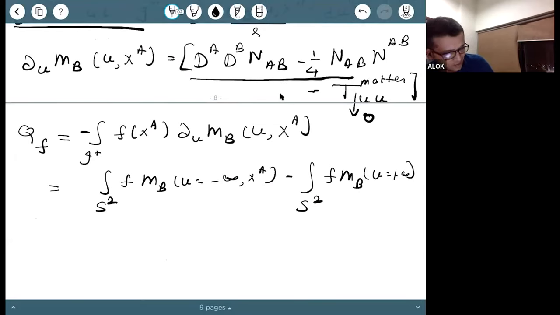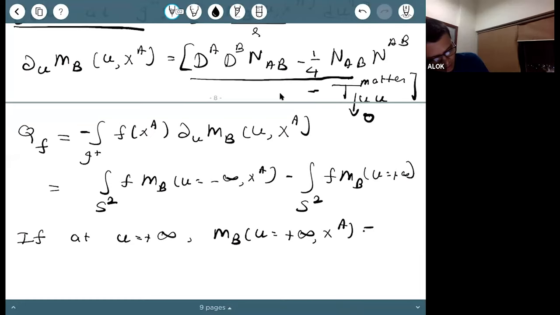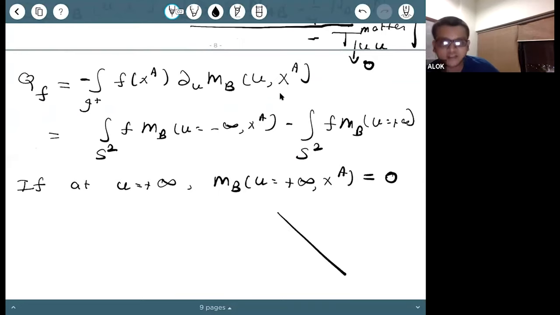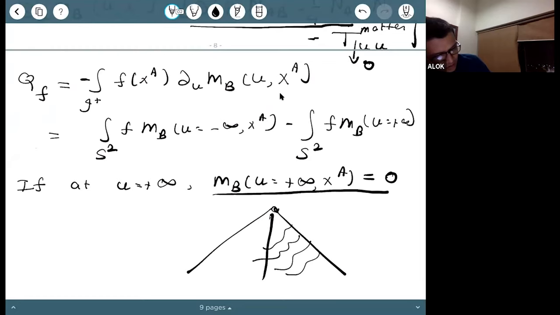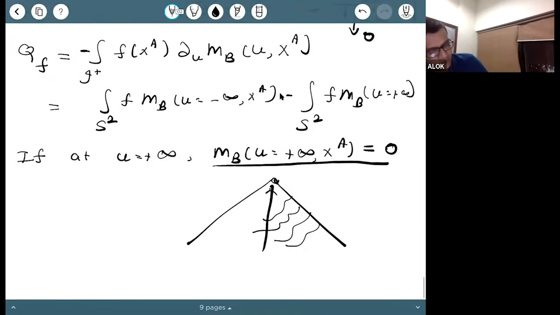And we can actually do a little bit more. Suppose the radiation decays at some rate so that the system relaxes to vacuum. So at u equal to plus infinity, suppose the mass aspect decays to zero. Intuitively this can happen if you don't have any massive particles in the theory. If you only have massless fields and finite energy, then they won't leak out at u equal to plus infinity, and you would expect the total mass of space-time to go to zero. Of course, this will clearly break down if you have massive particles going to timelike infinity, and we will come back to that point. But if you just for a moment assume this is zero, then the supertranslation charge is just minus the integral of f times the mass aspect at u equal to minus infinity.